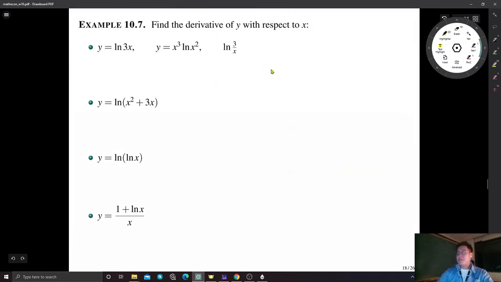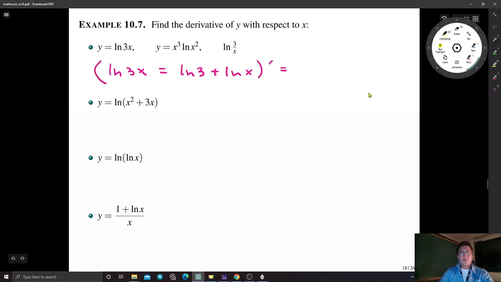Alright, so now using that formula, let me show you how to take the derivative. Let me go through these examples to show you how to take the derivative of the natural logarithm. So we have ln 3x. And remember, multiplication becomes addition. So this is equal to ln 3, some constant, plus ln x. And then take the derivative.